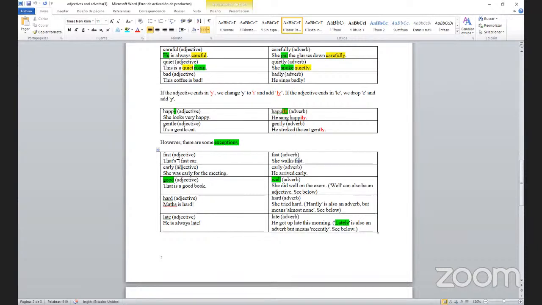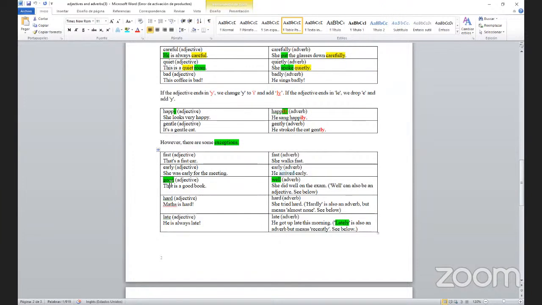Okay, so in this case, we're qualifying the car. In this case, we are qualifying the action, how she walks. Adverb fast, adjective fast. Early, the same. Early works as an adjective and as an adverb. She was early for the meeting. We're talking about her. And he arrived early. We're talking about the action, how he arrived.